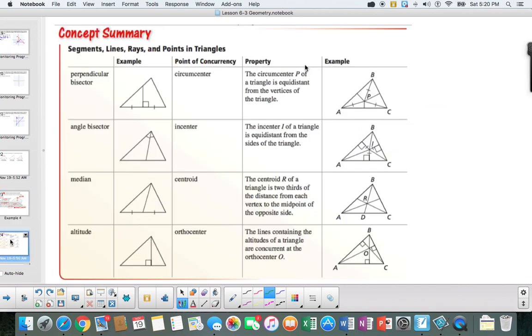Here's a summary of what we've been learning: the 4 points of concurrency and the 3 vocabulary words of the segments that form them.